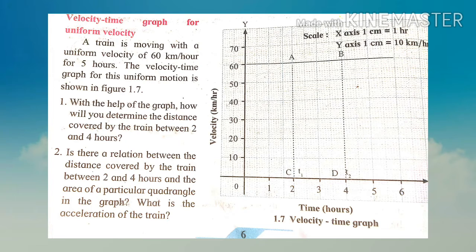If we find out the area of quadrilateral ABCD, then we get the distance covered by the train in 2 to 4 hours. Here, quadrilateral ABCD is a rectangle. You find its area, that is length into breadth, that is 60 into 2, that is equal to 120 km.